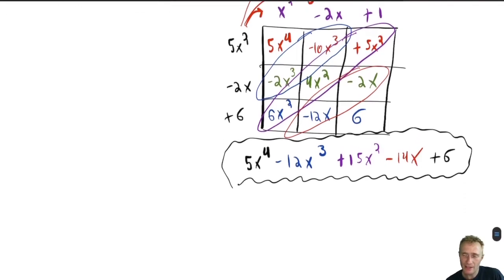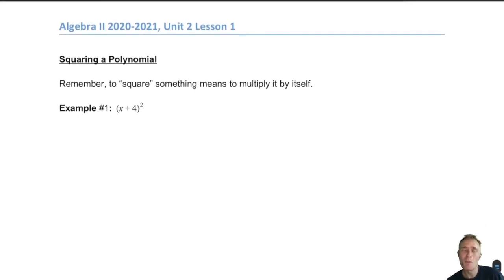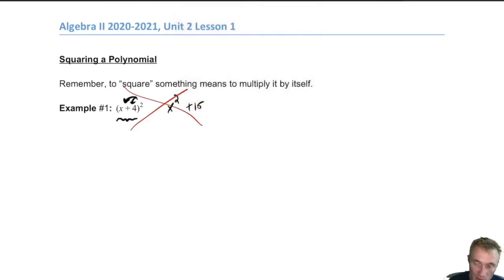The very last thing for today is just to remember what squaring means. The most common mistake I will see when students encounter a problem like x plus 4 squared is they will try to apply distribution and say, oh, x squared is x squared, 4 squared is 16. Done. This is a very common mistake. You cannot use distribution with exponents. It just does not work that way because it's not what exponents mean.